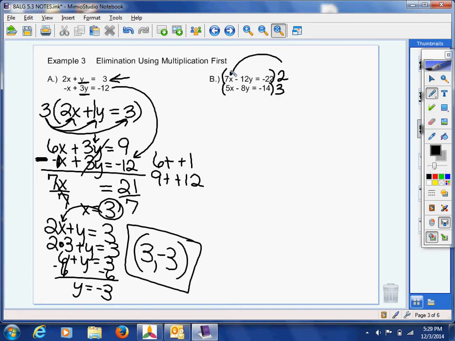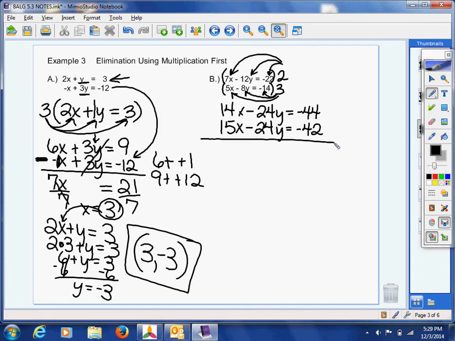So make sure you distribute. You have to multiply to every term. So that's 14x minus 24y equals negative 44. Go back and do the same thing with the 3. Awesome. So that's 15x minus 24y equals, what's that, negative 42.